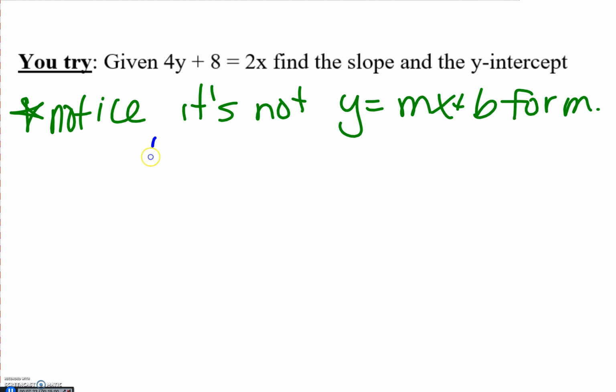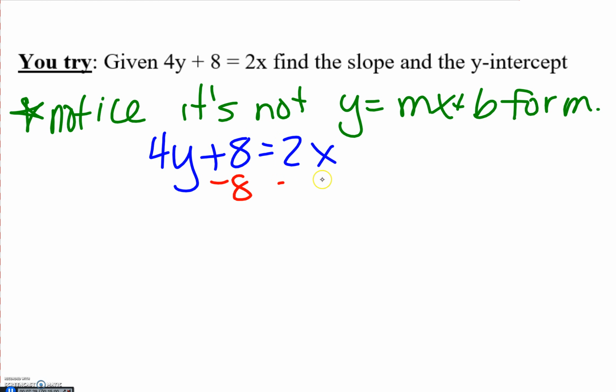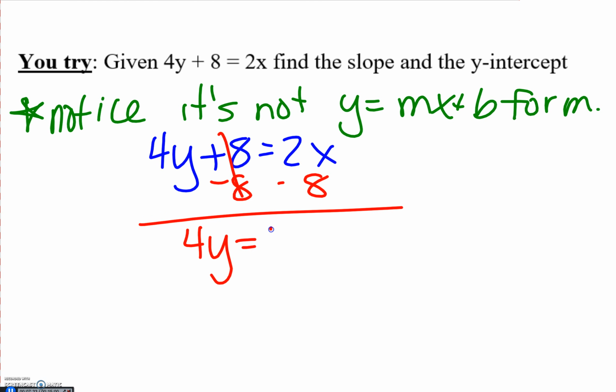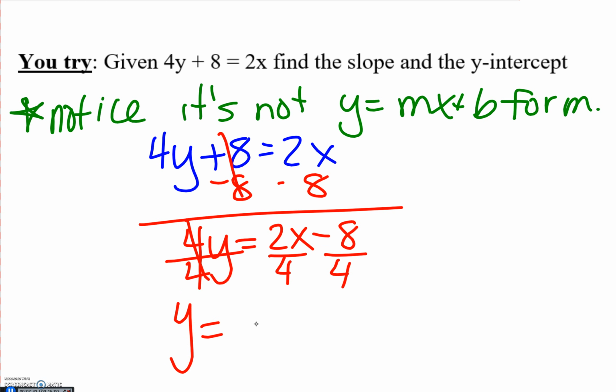The first thing that you should have done was move over the 8 so that your y was by itself. So we have 4y equals 2x minus 8. And then again, we want to isolate that variable, which is y, so we're going to divide by 4. And you guys should have got y is equal to 1/2 x minus 2 as your final answer.